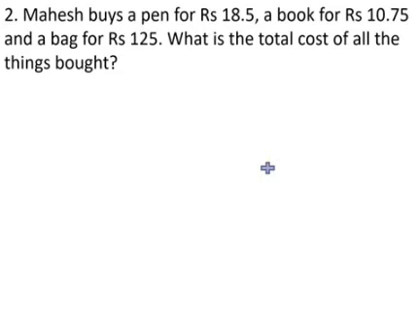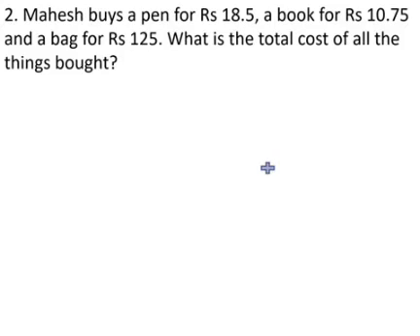Second question. Mahesh buys a pen for rupees 18.50, that is 18 rupees 50 paise, a book for rupees 10.75, that is 10 rupees 75 paise, and a bag for rupees 125. What is the total cost of all the things bought? Children, always read statement problems twice, and you should know what the things bought here are. A pen, a book and a bag, right?